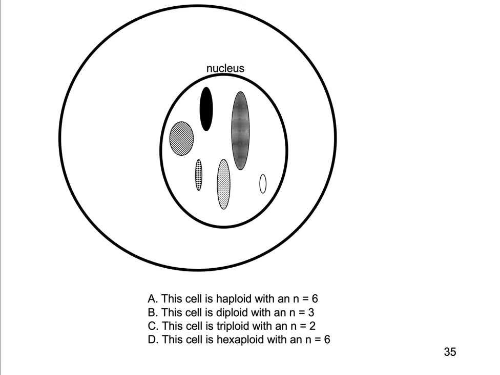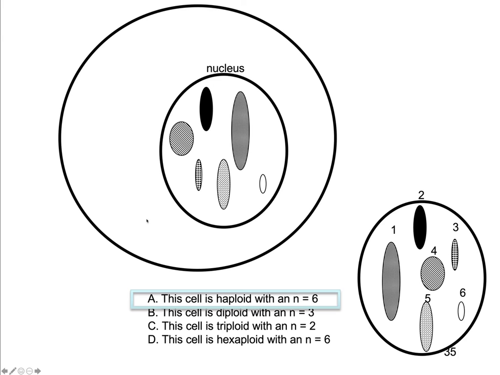Okay, so quick question. Let's look at this cell. Each of these shapes in here represents a different chromosome. What would you say is the correct description of the ploidy of this cell? All right, so if you said this cell is haploid with an n equal to 6, that is correct. So there are 1, 2, 3, 4, 5, 6 unique chromosomes in this cell, and there's only 1 copy of each of them. So this is a haploid cell with an n equal to 6.